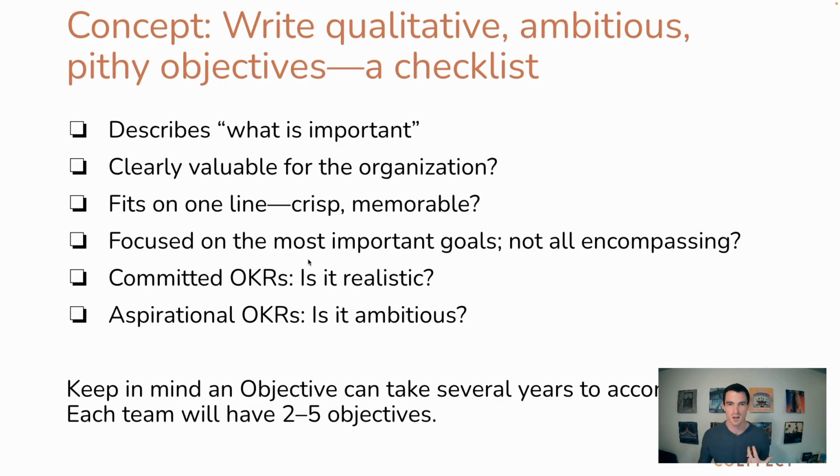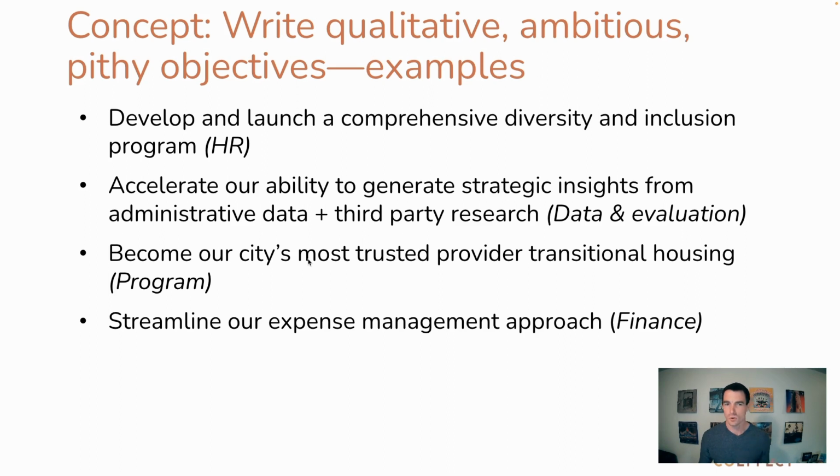So let's talk a little bit about some examples. Here are a few different examples of qualitative, ambitious, pithy objectives. I won't read all of them. You can check them out. For example, if I were writing a data and evaluation related objective, I might say something like, we need to accelerate our organization's ability to generate strategic insights from administrative data and third-party research. So this is pretty qualitative. It's not really specific, but it is compelling. And so then under that, we'll name the key results that allow us to actually know if we've achieved this thing or not.